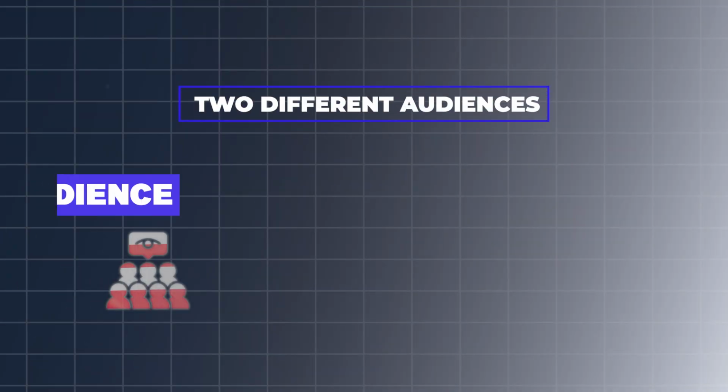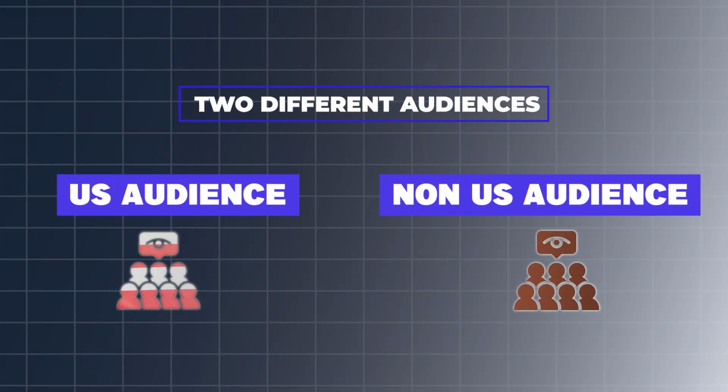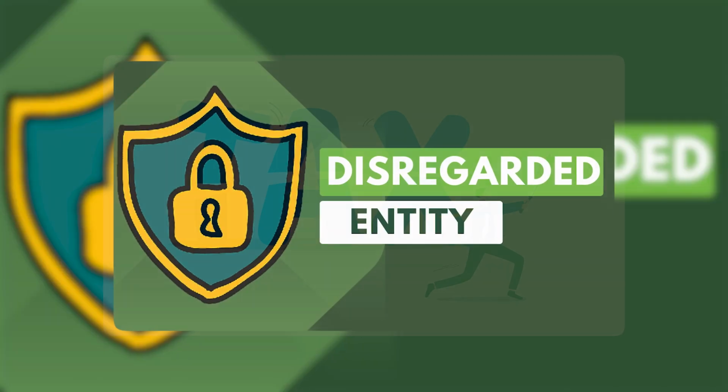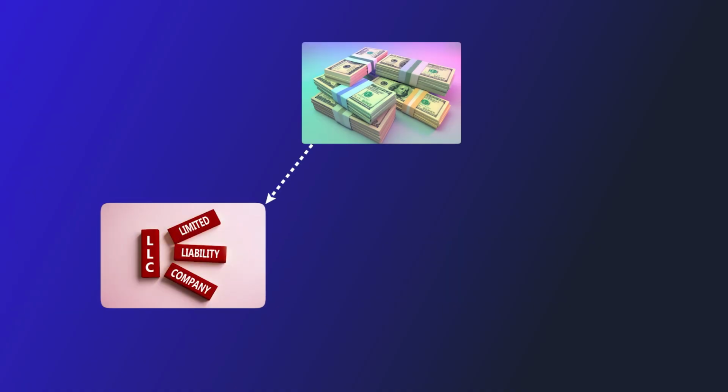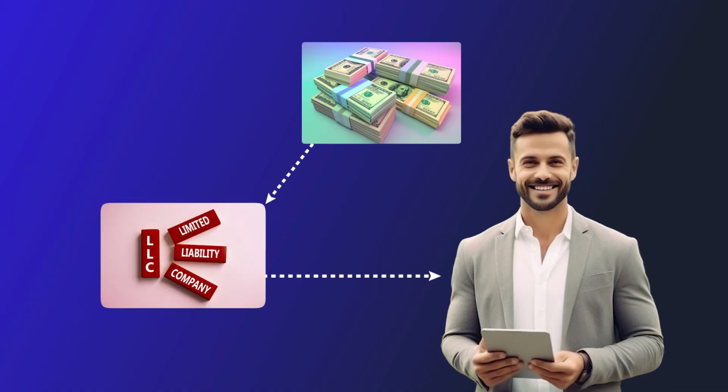So first of all, we really need to break this down into two different audiences. We have a US audience and a non-US audience. And I'll keep it brief, but we'll start with the non-US audience first. So a US LLC, you've got to understand, the default tax election of a US LLC is what we call a disregarded entity for tax purposes. What that means is the income from that LLC flows through to you as the owner. So that means you as the individual will have a tax obligation based on your personal tax situation.